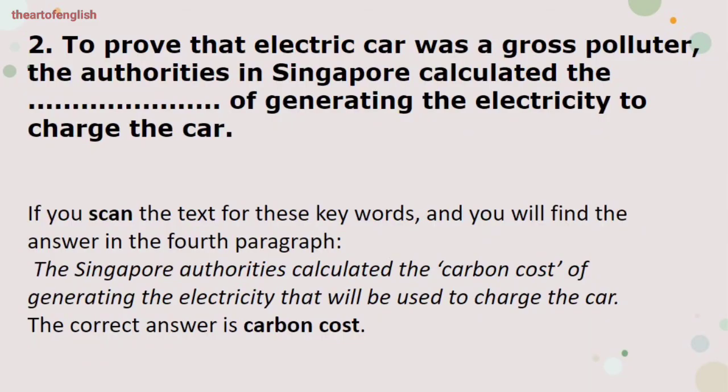Okay, now let's try to answer the next example question. To prove that the electric car was a gross polluter, the authorities in Singapore calculated the blank of generating the electricity to charge the car. If you scan the text for this keyword, you will find the answer in the fourth paragraph. The Singapore authorities calculated the carbon cost of generating the electricity that will be used to charge the car. So of course, the correct answer is carbon cost.